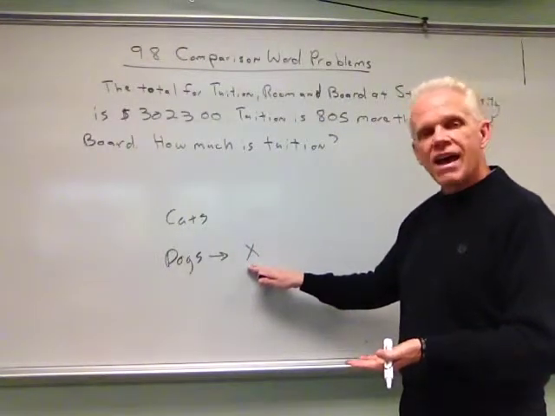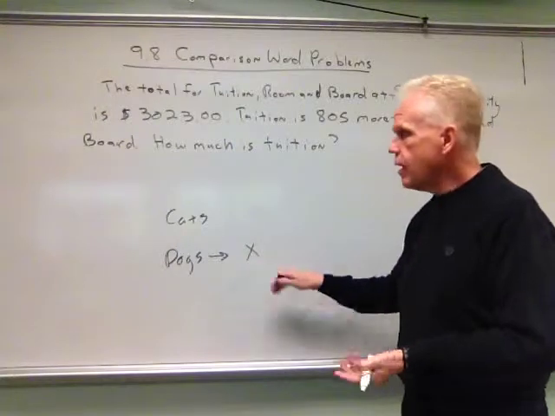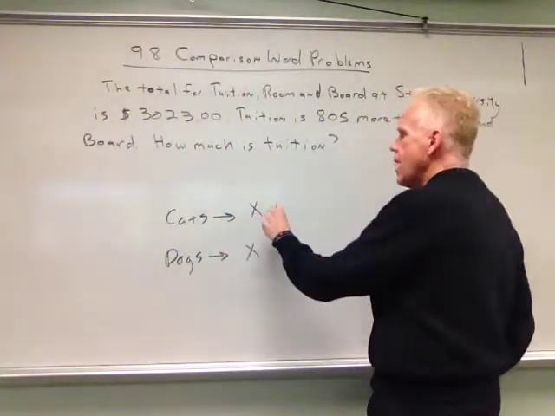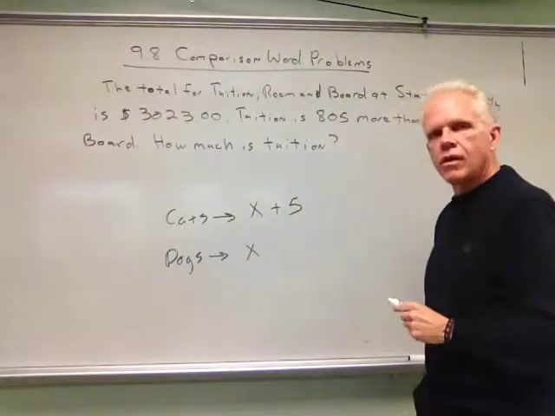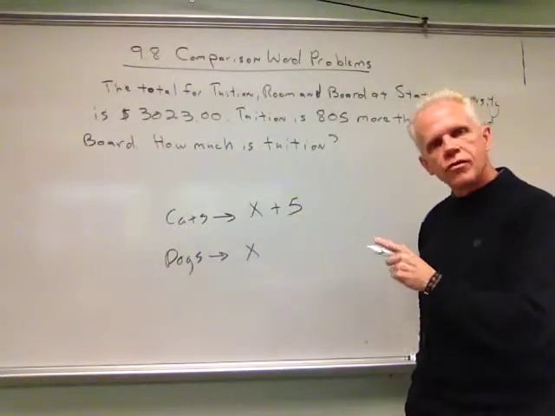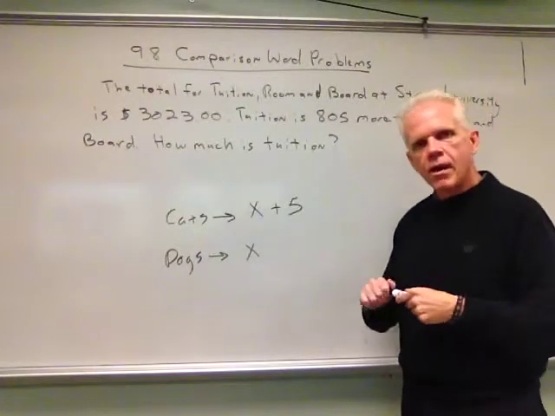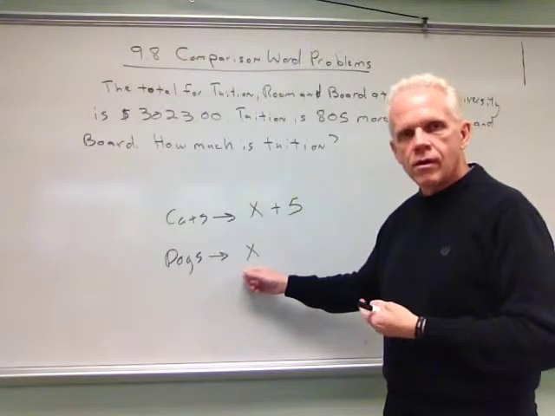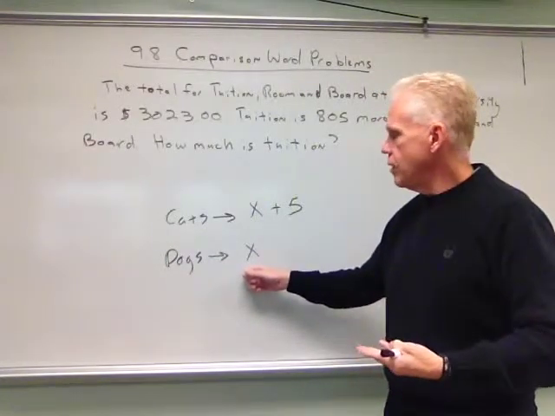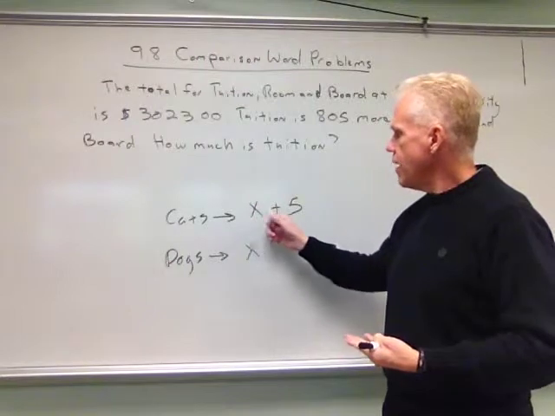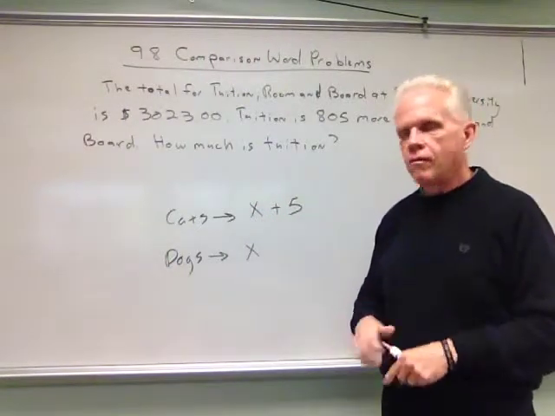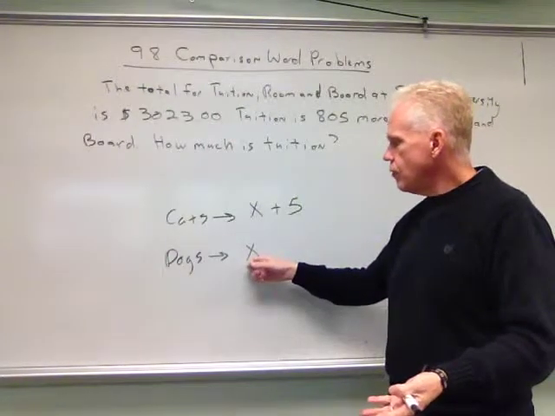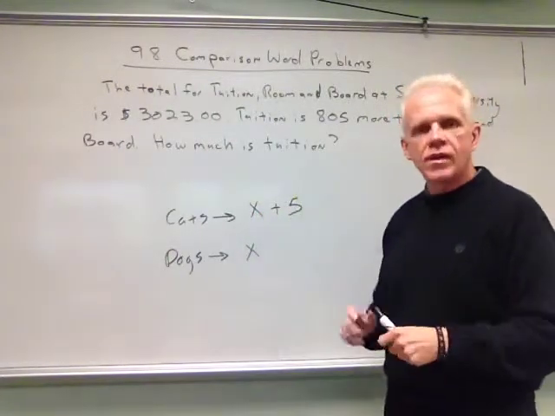And cats, well, I have 5 more cats than dogs. So however many dogs I have, x, I have 5 more cats than I do dogs. Okay, so there's an example of that comparison. We set the reference based on the number that we know the least about, the dogs. And we said we have 5 more cats than however many dogs I have. According to this, if I have 2 dogs, that means I have 2 plus 5 or 7 cats.